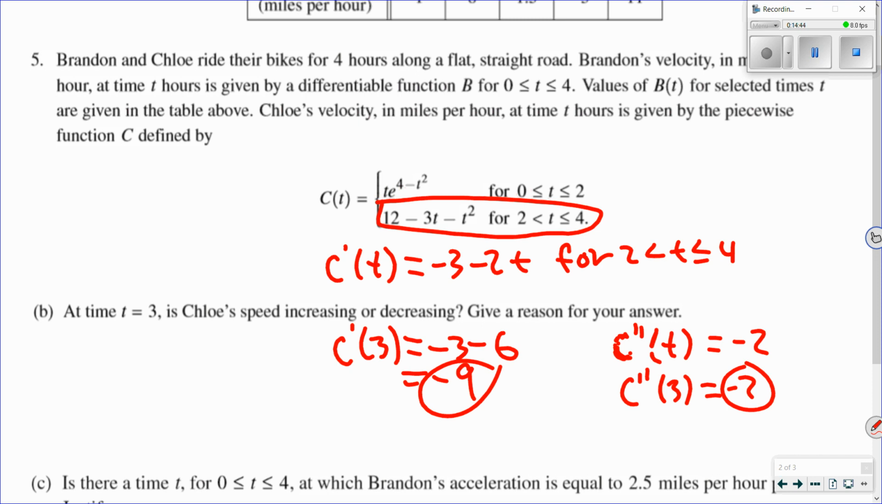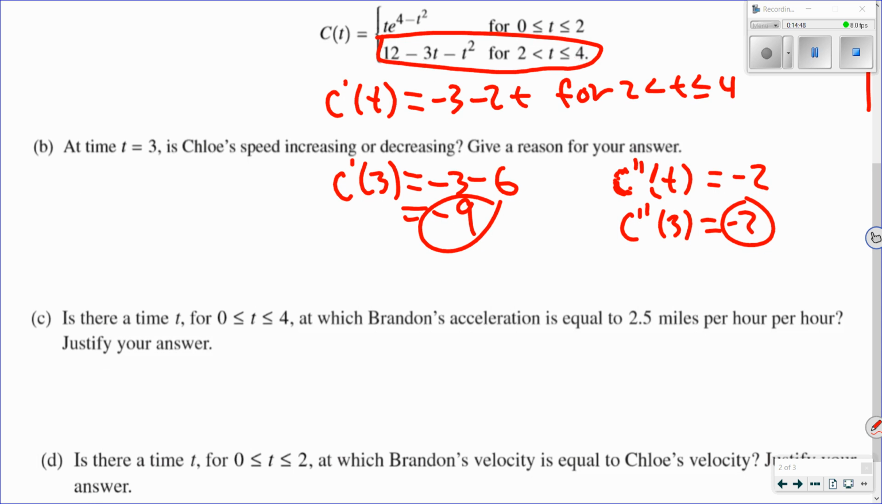Okay, part C. Part C says, is there a time from 0 to 4 at which Brandon's acceleration is equal to 2.5 miles per hour, and it wants us to justify our answer. So it's talking about his acceleration. So what I would do is I would find the average acceleration.